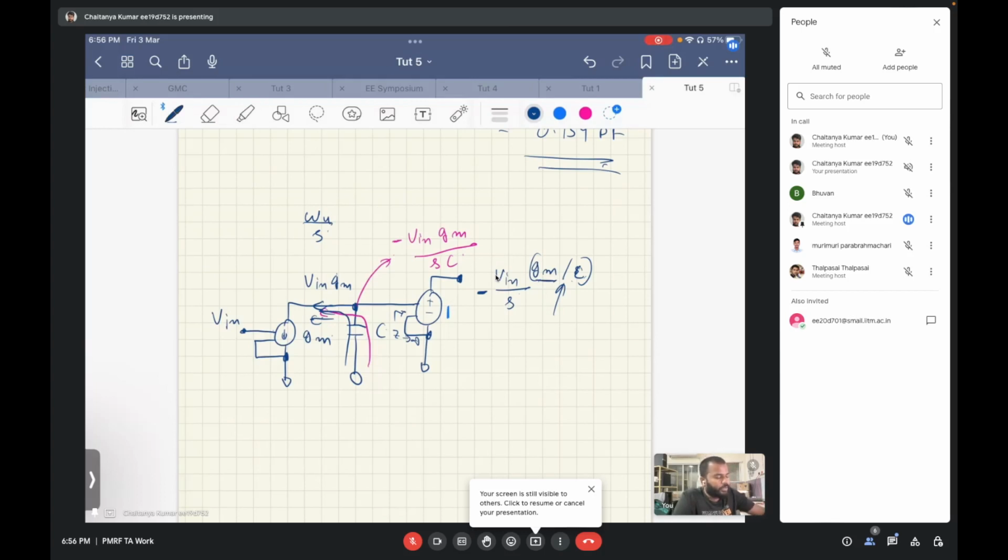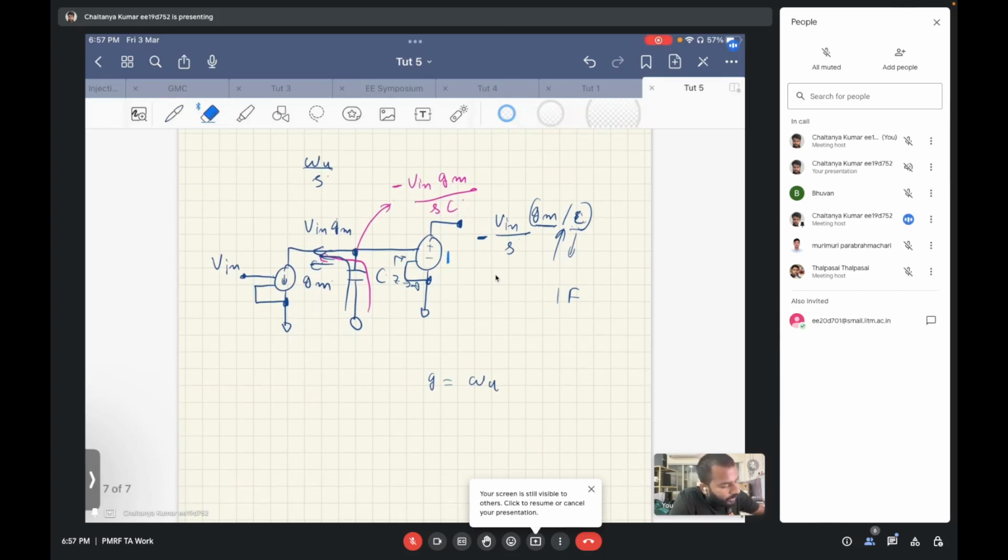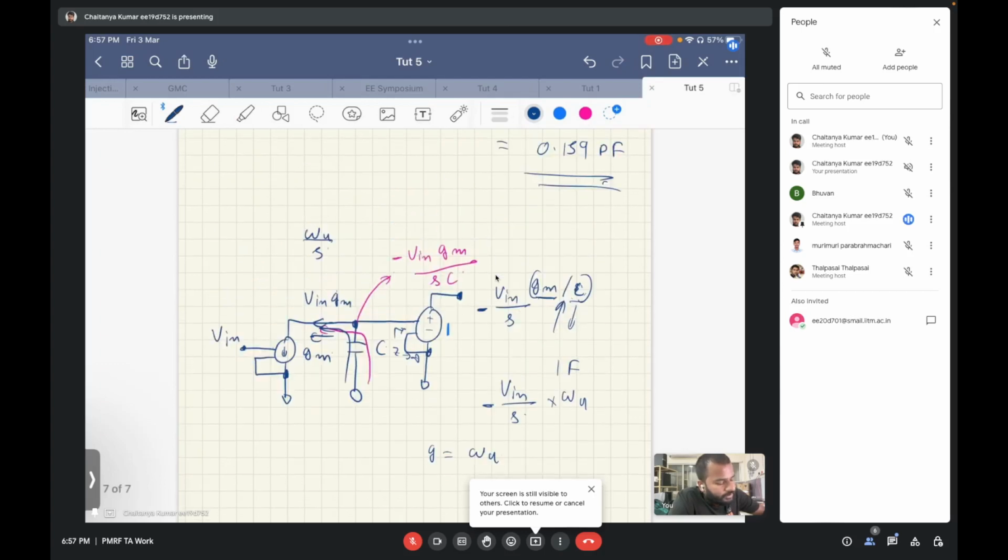for example, GM or the capacitor, let's say you fix to say 1 farad. It's not practical, but since you are building the ideal model, you can use it. So let's say the capacitor you set to 1 farad, and you want some omega u. So GM you can put as omega u, omega u Siemens. So in that case, the transfer function that you will get is V in times S into omega u with a negative sign.